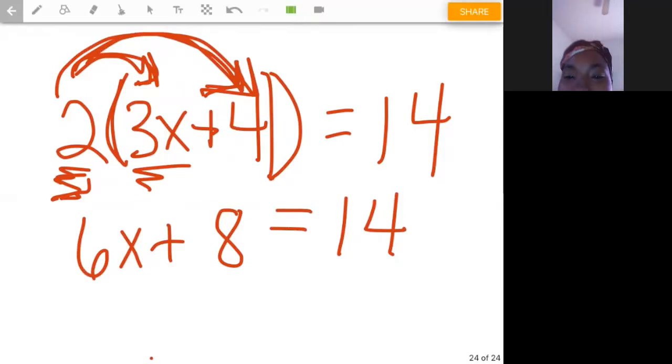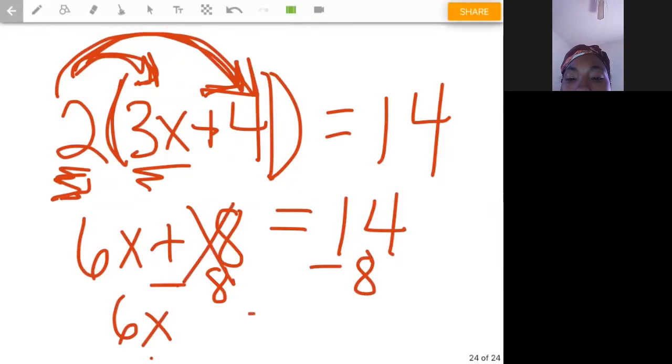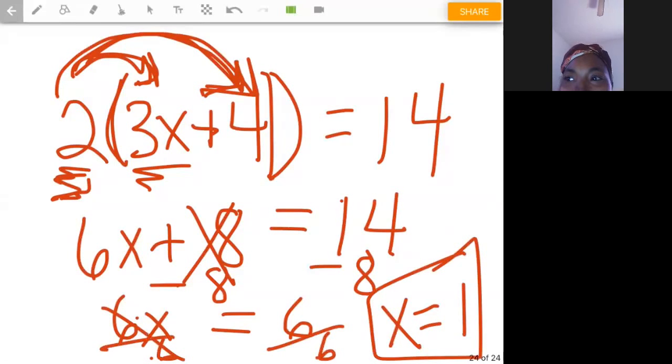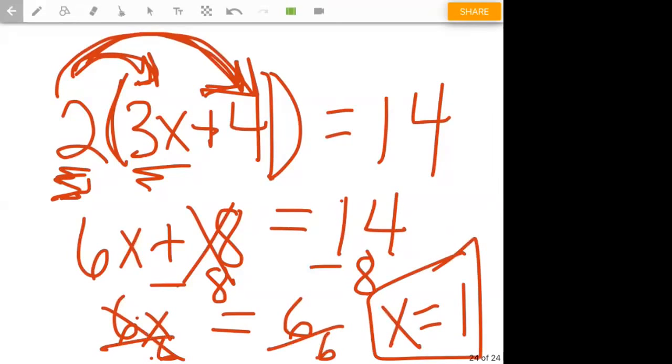Okay. So now, if we were to do this, we would subtract 8, right? Yes. Then those cancel. 14 minus 8 is 6. Right now, how do we get rid of that 6? We're gonna divide by 6. So x would be 1, because 6 divided by 6. Okay. I got it now. Now let me do one more thing for you real quick.